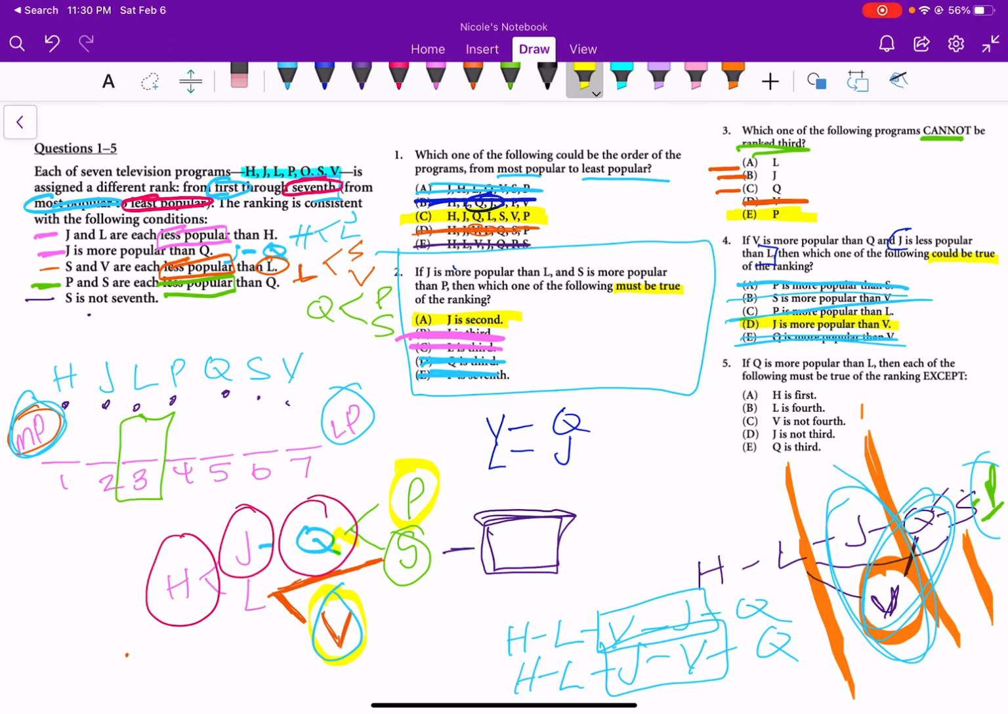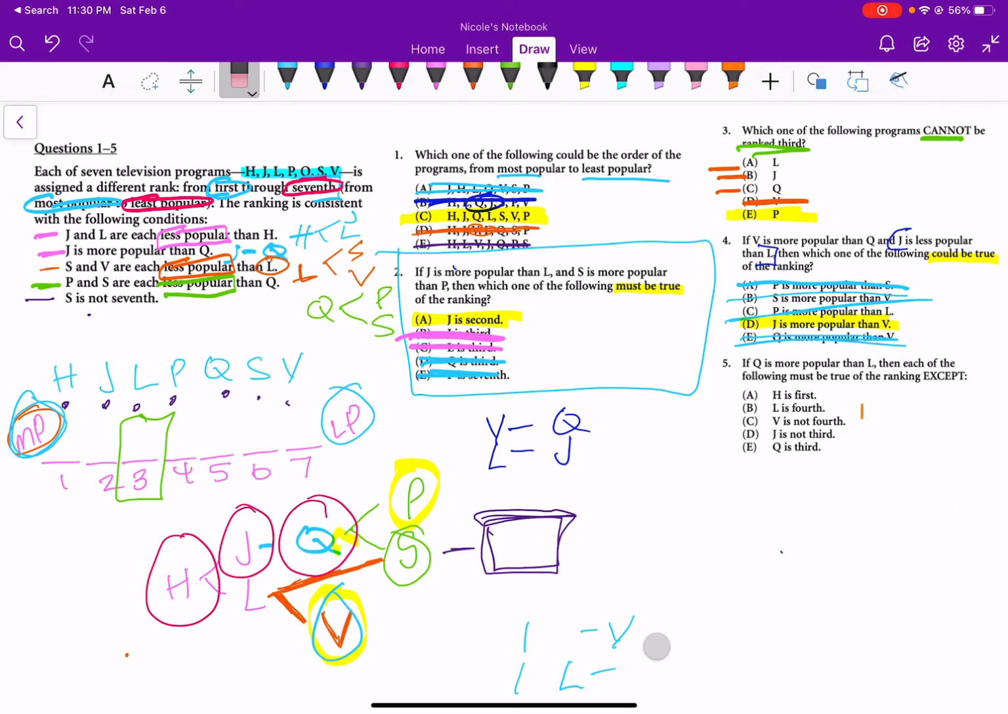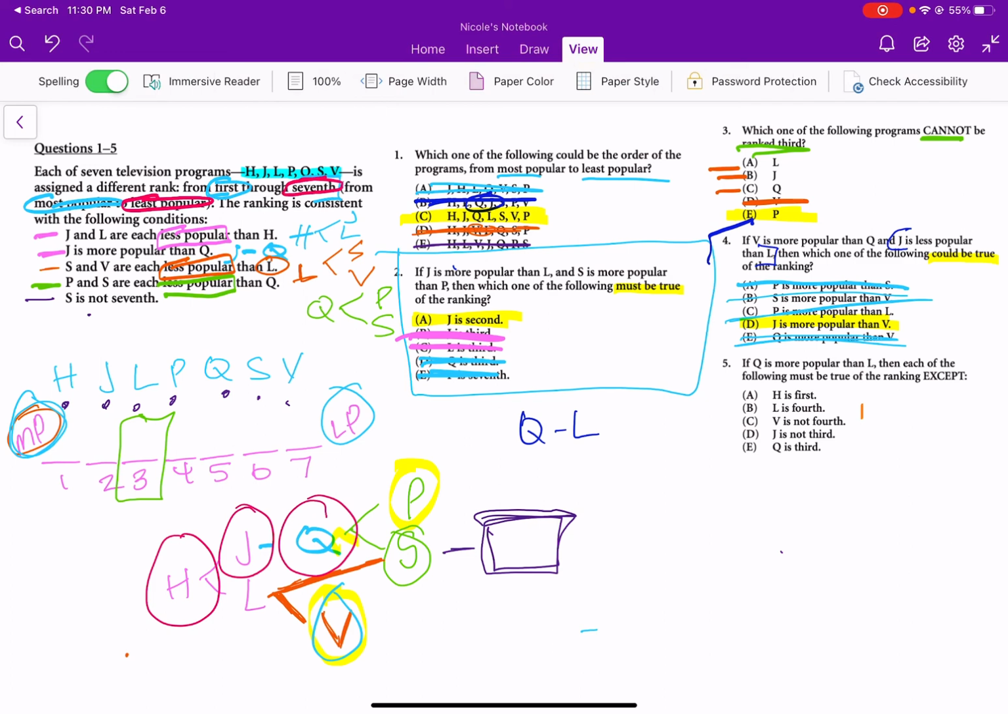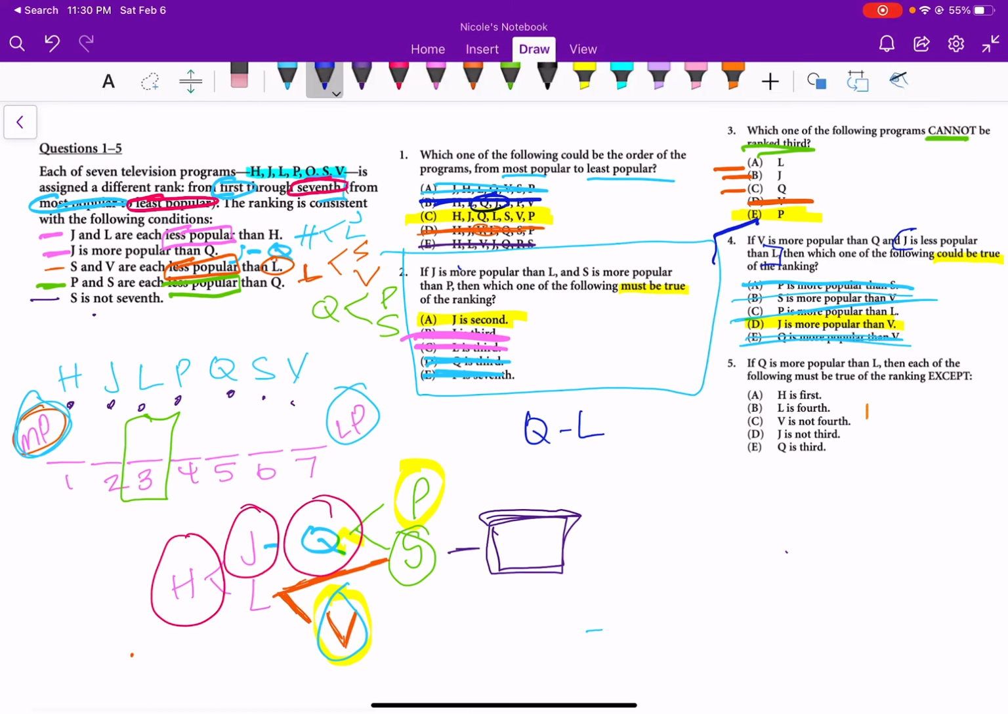All right, and then lastly, if Q is more popular than L, we cross off the new rules from question 4 because we only use them once. If Q is more popular than L, then each of the following must be true except. So this is saying that four of these answer choices must be true, and one could never be true.